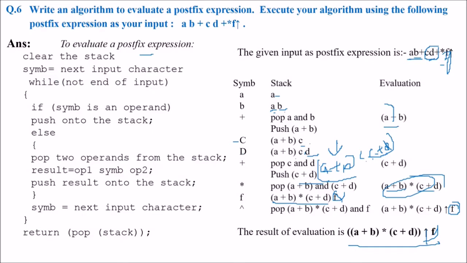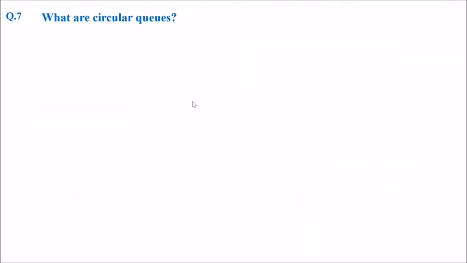While the input has not ended, if the symbol is an operand, we push it onto the stack. So if A, B, C, D have come, we have already pushed them onto the stack. Otherwise, we pop two operands from the stack, as we have done. We have popped A and B, then C and D, and then we apply the symbol between these operands, and we push this result onto the stack. Then the next input character is read, and the final result is the pop of the stack, that is the topmost after completion.